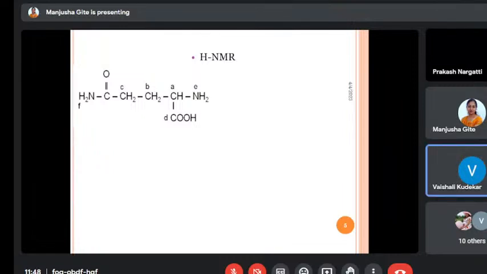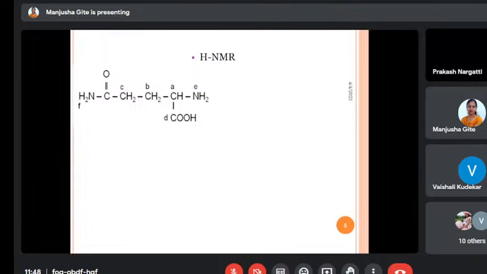Environment of the signal: the electromagnetic environment in which the proton is present. So here E and F are both NH2, but both have adjacent carbon atoms with different electromagnetic environments. That's why they will give two different signals. Somebody asked me a question about this NH2 group having a different environment. Environment means chemical shift. Okay. What is the range of chemical shift?